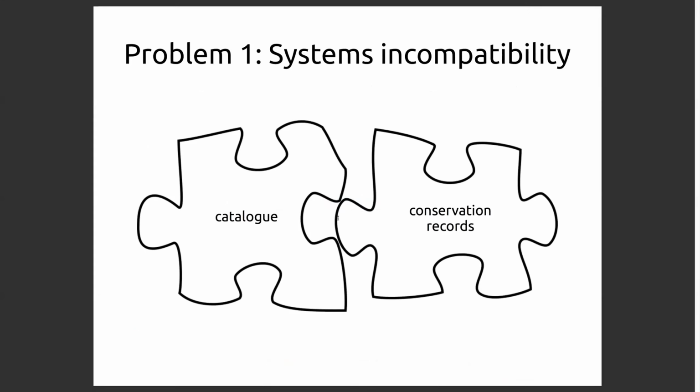A problem I hear often when I discuss with colleagues about documentation is that we've got a documentation database or a system in our organization, but it doesn't really talk to the main catalog of the organization. So we have two systems, but they don't talk to each other. We cannot search across each other.